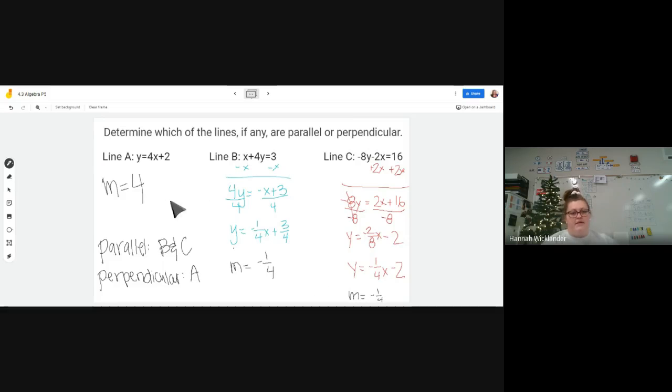So if I were to graph these, it would look like this. This would be line A, this would be B, and this would be C. So this is identifying parallel and perpendicular lines. Once again, it won't be on your assignment. I just wanted to show you what parallel lines look like and what a perpendicular line looks like.